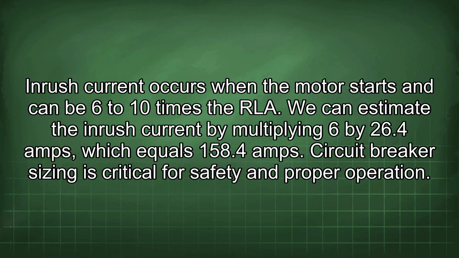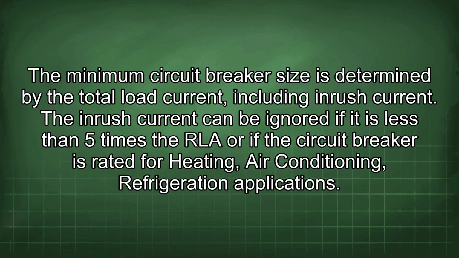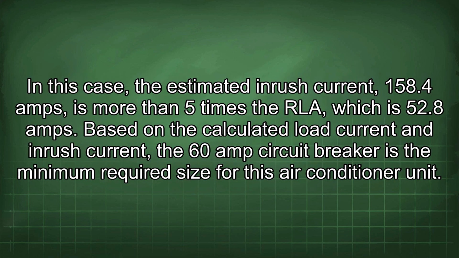Circuit breaker sizing is critical for safety and proper operation. The minimum circuit breaker size is determined by the total load current, including inrush current. The inrush current can be ignored if it is less than 5 times the RLA or if the circuit breaker is rated for heating, air conditioning, refrigeration applications. In this case, the estimated inrush current, 158.4 amps, is more than 5 times the RLA, which is 52.8 amps.